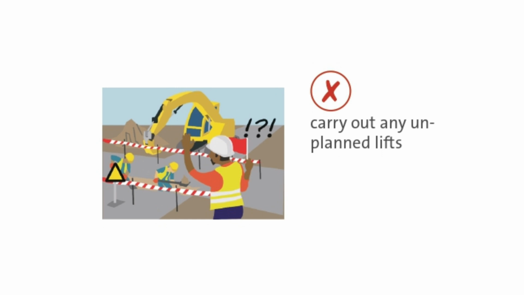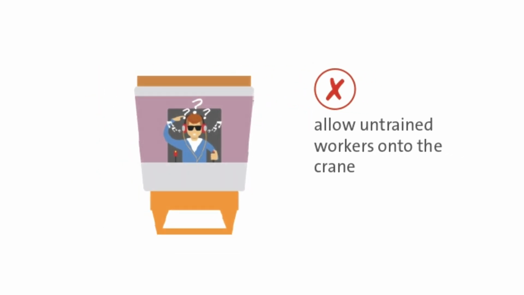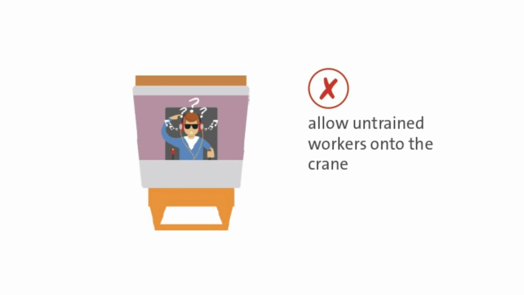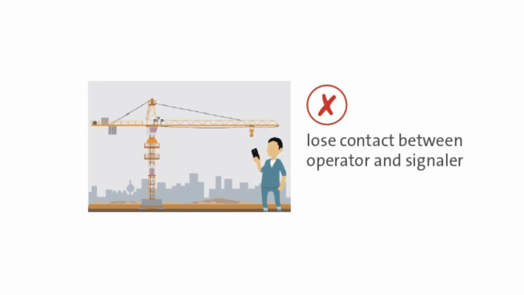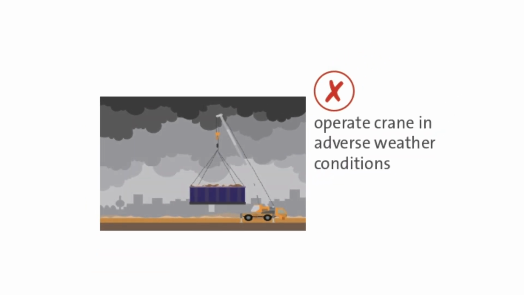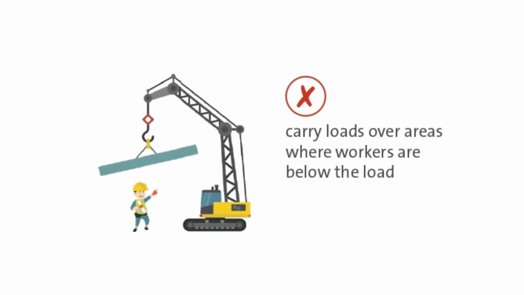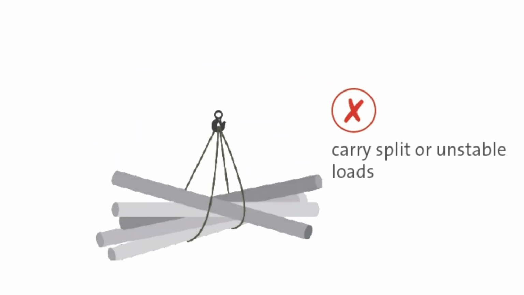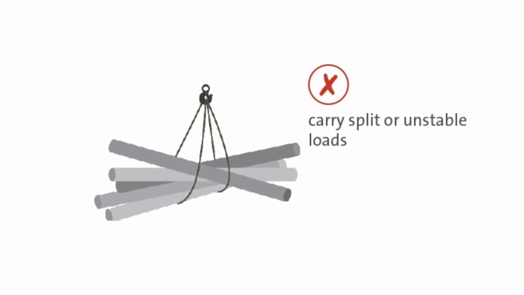Don'ts: carry out any unplanned lifts. Allow untrained workers onto the crane. Lose contact between operator and signaler. Operate crane in adverse weather conditions. Carry loads over areas where workers are below the load. Carry split or unstable loads.